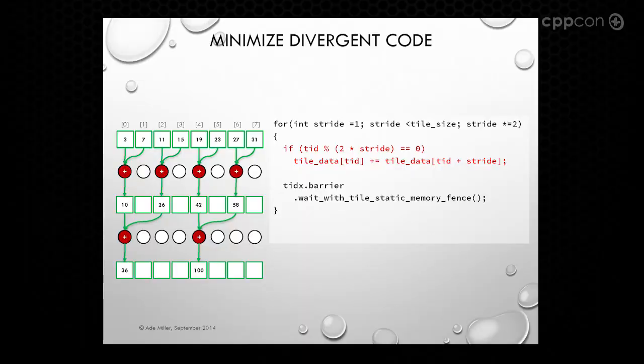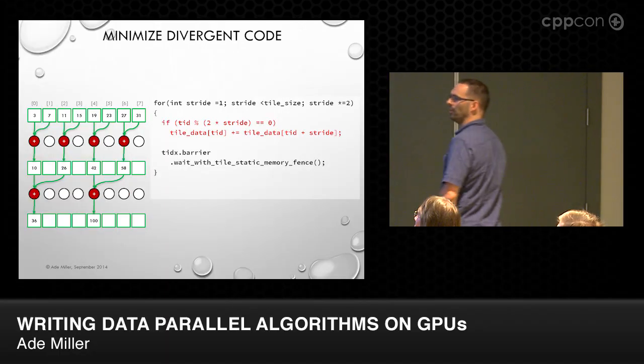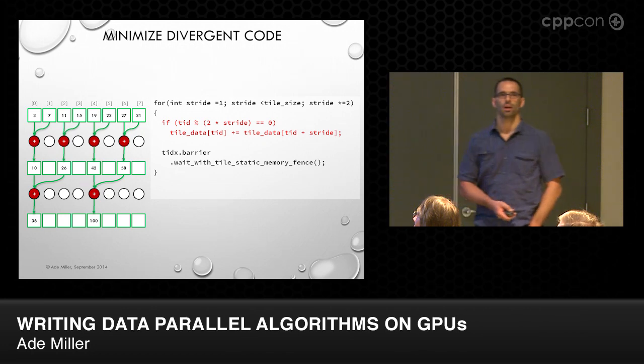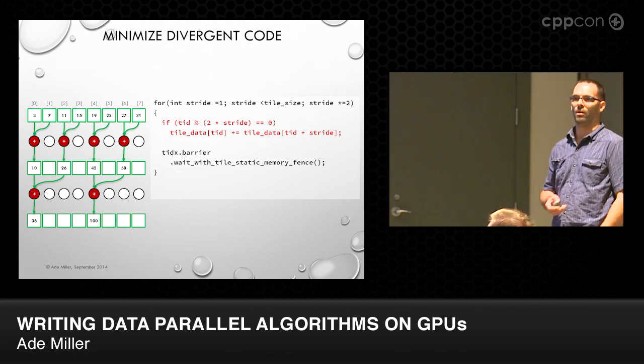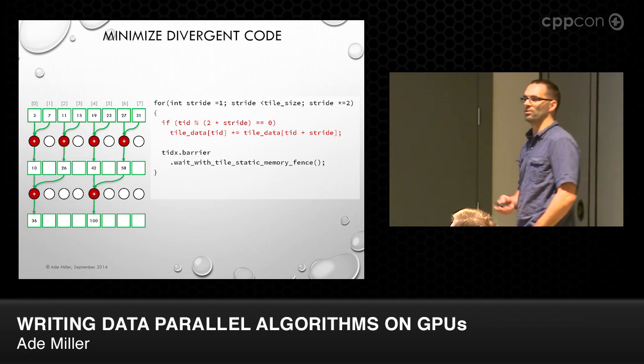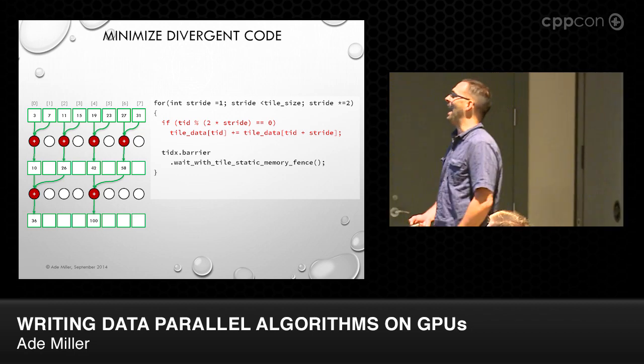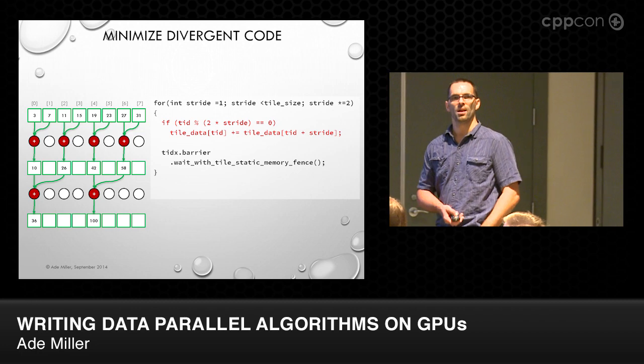So here's the code that we have. Every other thread does an operation, so there are all these white circles of threads that are not doing anything. That's bad. We've tried to solve that to some extent by having all of our initial pass do 2 loads and an add. But this is bad for another reason.